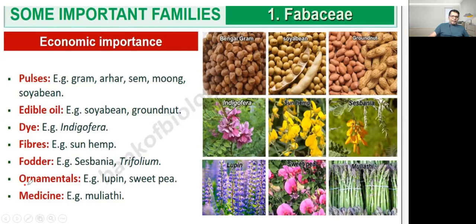Then some plants are ornamental plants. Ornamental plants are used for decoration purposes, like lupine and sweet pea. And then some plants have medicinal value, like mulethi. So these are some of the economic importance of this family.